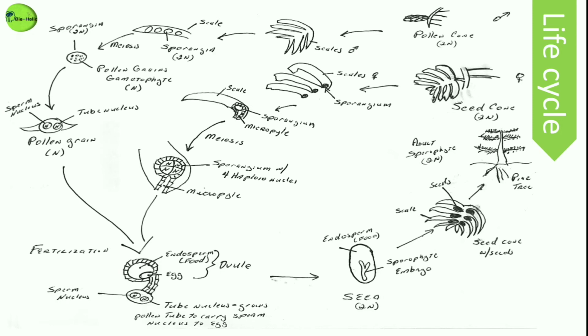And now following the fertilization, the zygote develops into an embryo and the ovules into seeds, and these seeds are not covered, so they are known as naked seed plants or the gymnosperms.